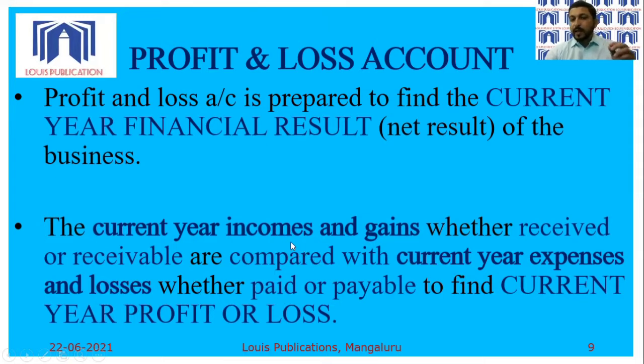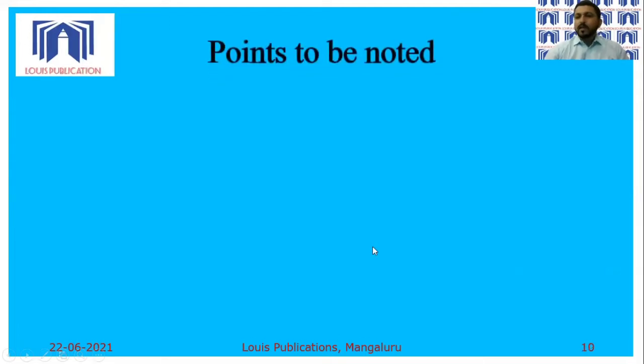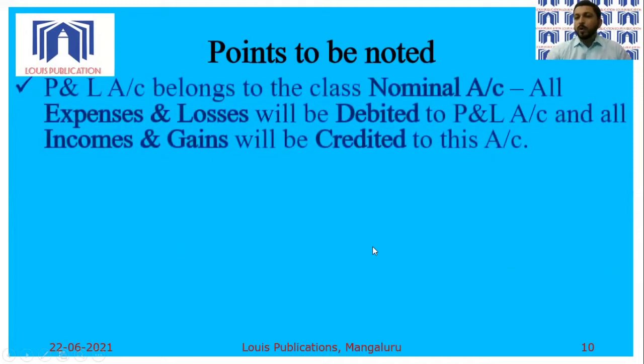So current year incomes and gains. Let's focus on the words. Current year incomes and gains are compared with the current year expenses and losses. Now, these incomes and gains, whether received or receivable, and these current year expenses, whether paid or payable, are also to be included because they relate to the current year. And the objective of including this is to find the current year profit or loss. Understand?